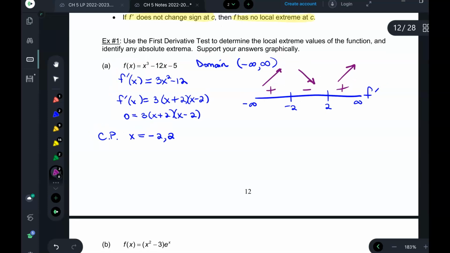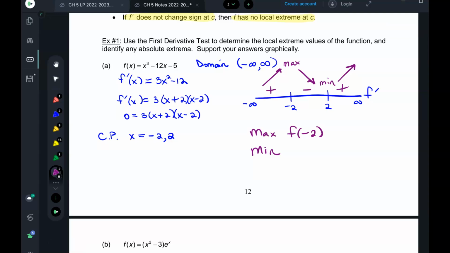Okay, again, I like to introduce these methods earlier on, so when we get to this point, it just kind of flows a little more smoothly. So we have a max and a min. My maximum is going to be f of negative 2. You don't have to write local, it's fine. If you just write max and min, I'm fine with that, but then you would write absolute if I want absolute, I'll specify.